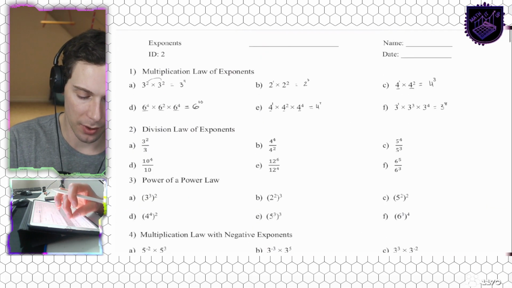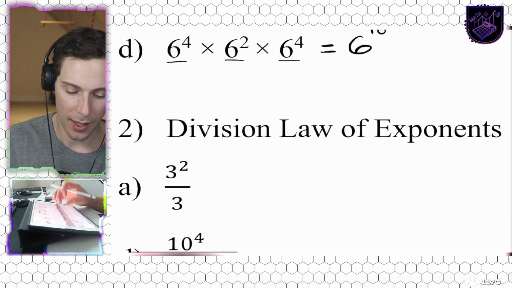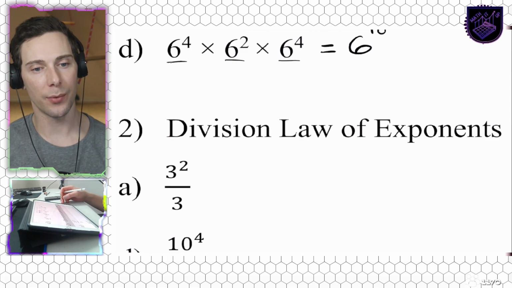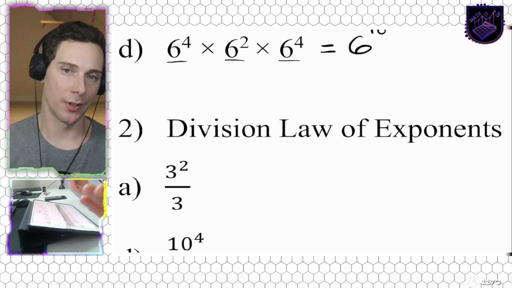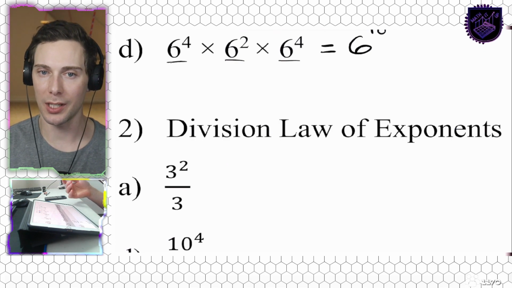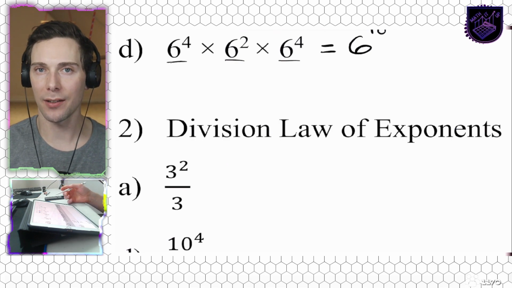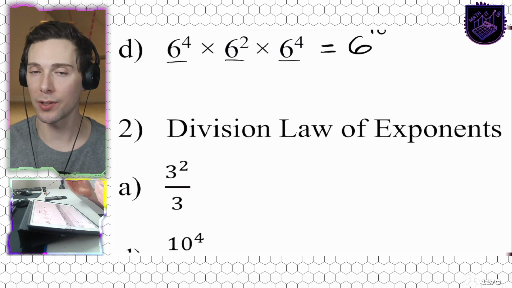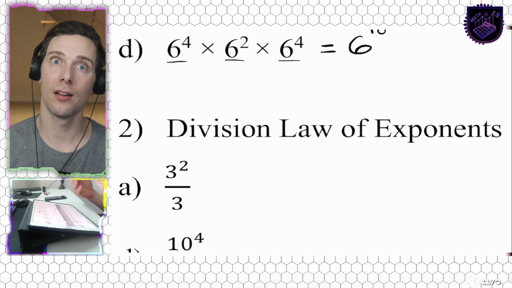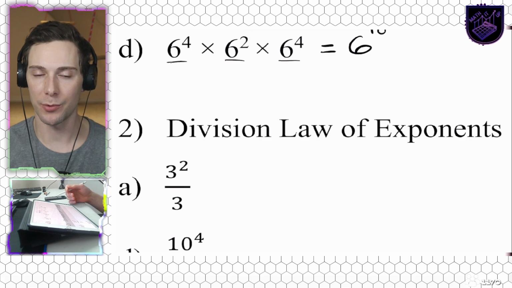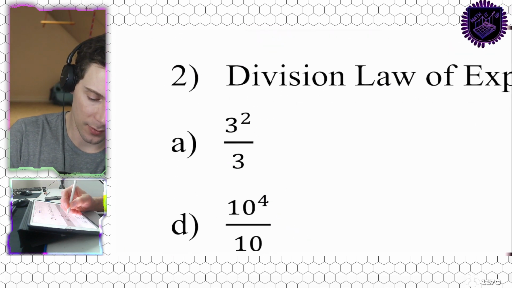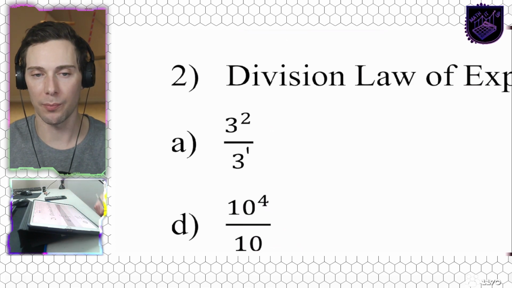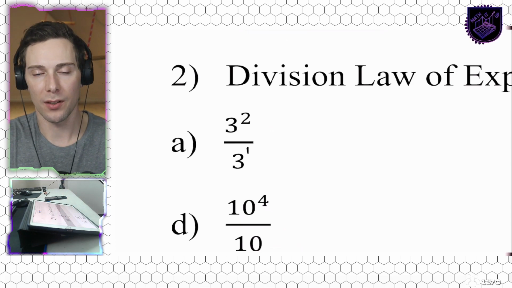The next exponent law is the division law. What's the difference between multiplication and division? In the multiplication law, you add the exponents together, and in the division law, that's right, you subtract the exponents. So for 2a, once again, pretend we have an exponent to the power of 1 here, 3 to the power of 1.